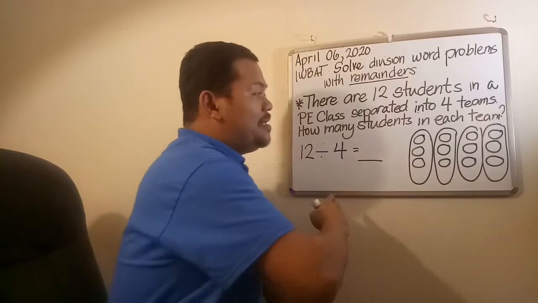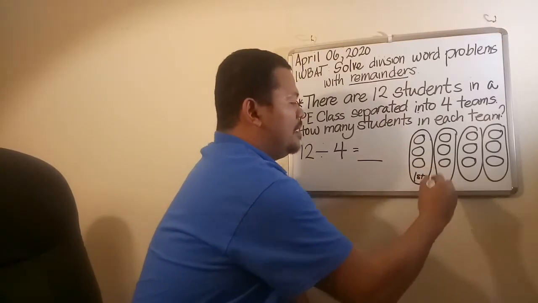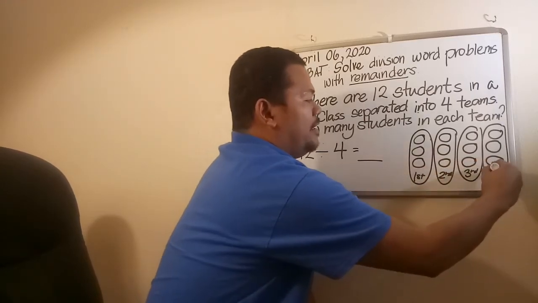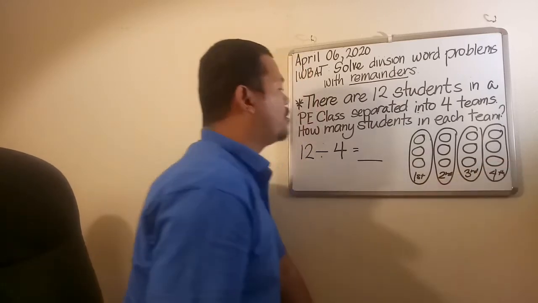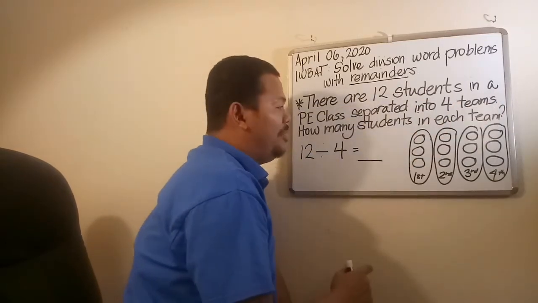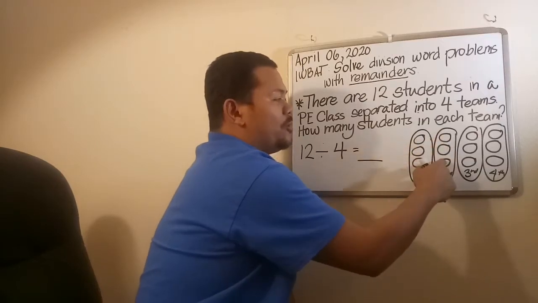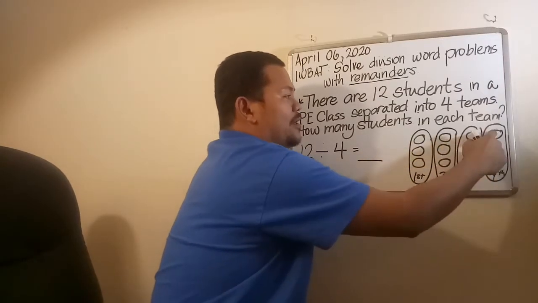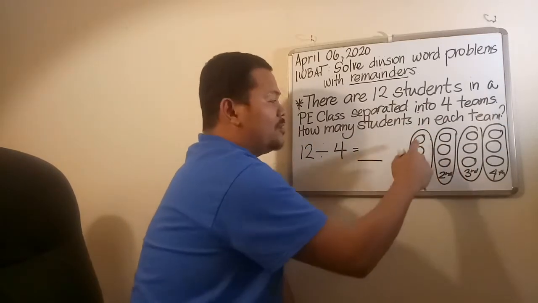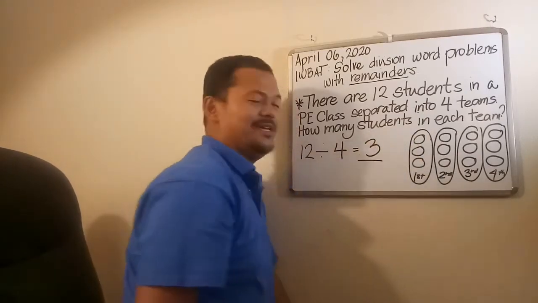Okay. Now it is very easy for us to find out because this is the first team, the second team, third team, and the fourth team. Now the question is, how many students in each team? So how many students do we have in each team? 1, 2, 3, 1, 2, 3, 1, 2, 3, and 1, 2, 3. So each team has how many students? We got 1, 2, 3 students. So the answer is 3.